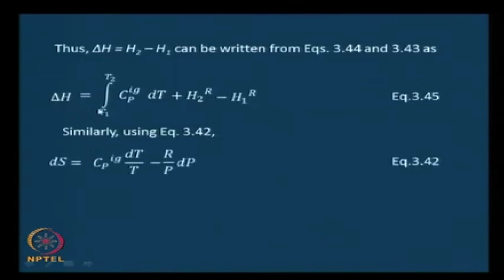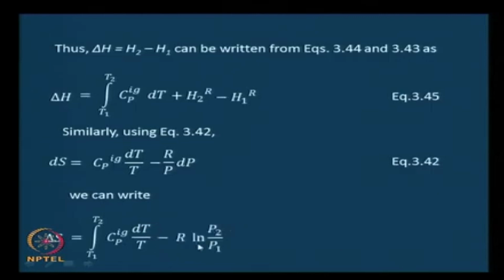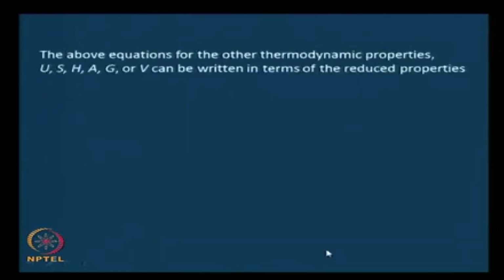Delta H was integral of T1 to T2 Cp ideal gas dT plus H2R minus H1R, and delta S was integral of T1 to T2 Cp ideal gas dT by T minus R ln P2 by P1 plus S2R minus S1R.